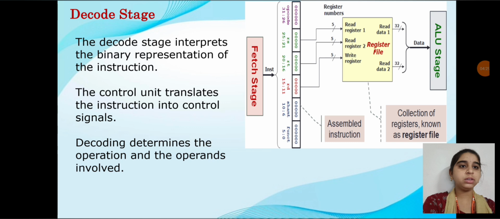Here we can see the fetch stage. Instructions are stored in a binary representation. We can see all binary numbers are there, 0 and 1. And it has some register numbers. Here we can see read register 1, read register 2, write register. So a collection of registers is known as a register file. So it will read the registers and the data will go to the arithmetic logic unit stage.